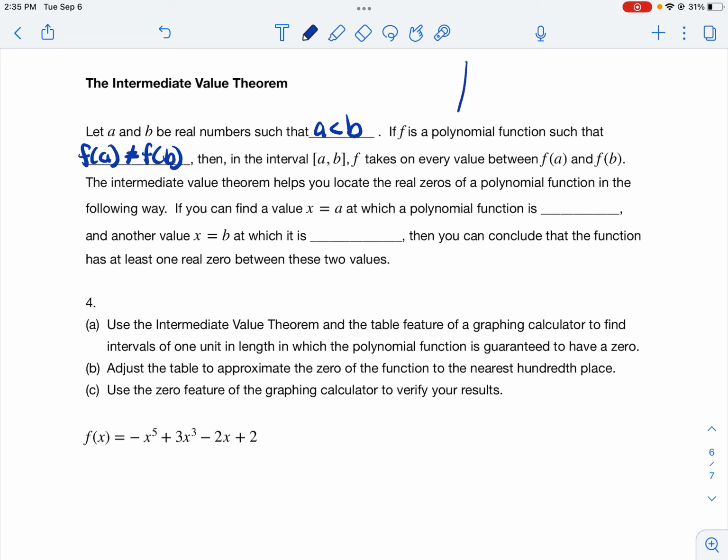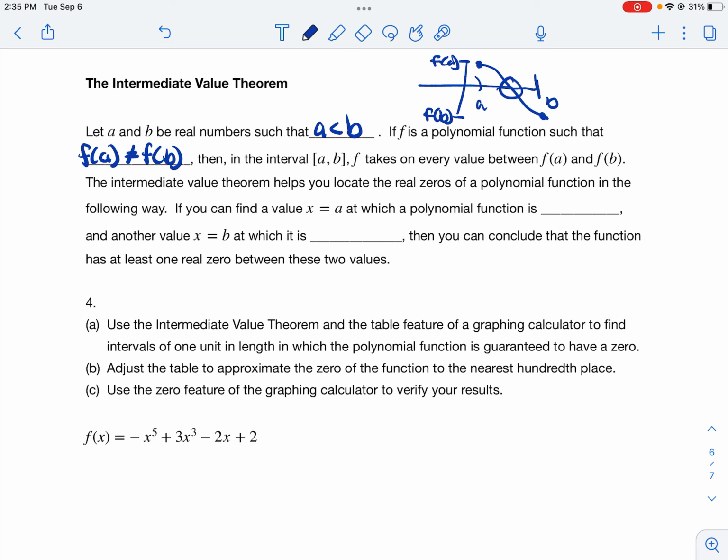Basically it's saying, if you get some x value here at A and an x value at B, and our y value here is our f of A, and over here is our f of B, so from here to here, I have that value. The intermediate value theorem says, if it's a polynomial, it's continuous. And the only way I can get from a positive y value to a negative y value is somewhere in here, I have to cross the x-axis. That means I have to have a 0 somewhere in there.